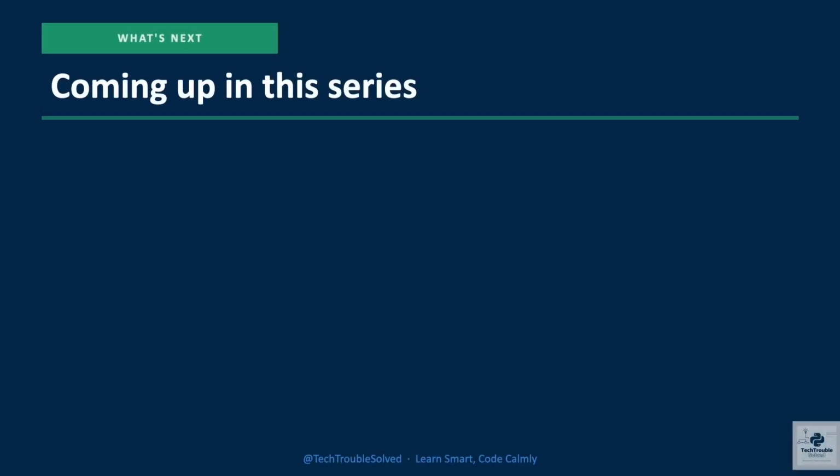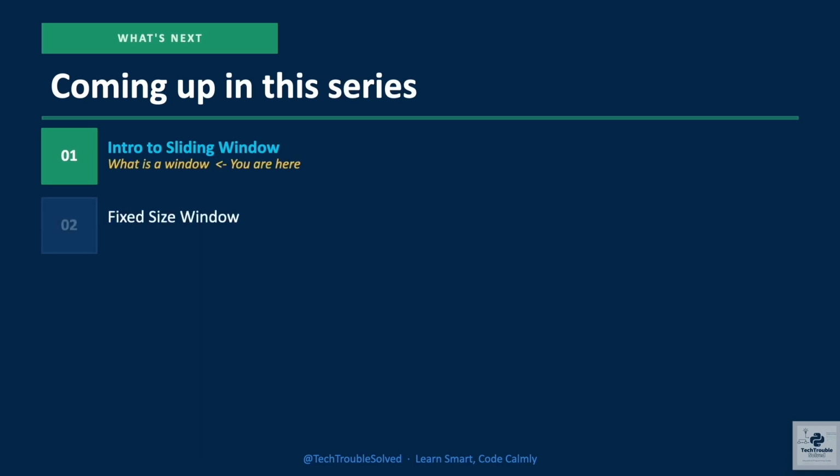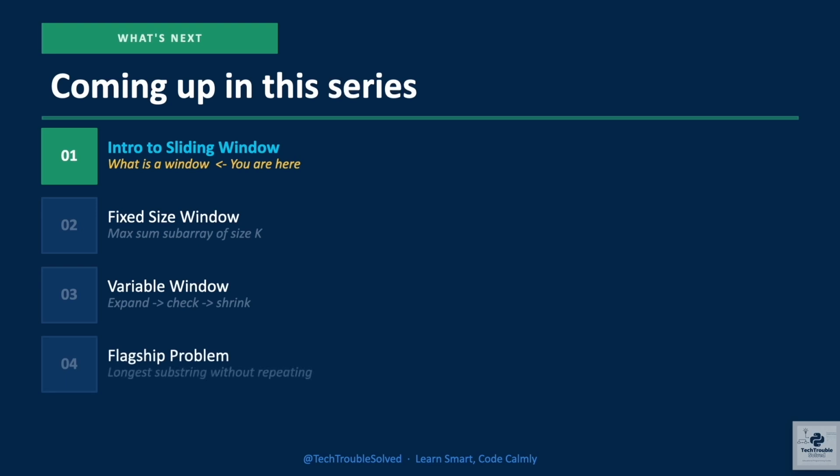Now that you understand the idea, let's actually implement this. In the next video, we will write the code for the fixed size sliding window and solve the maximum sum subarray problem step by step. Once you see this implementation, you will realize how simple and powerful this pattern really is. And after that, we will move to the more advanced variable window problems.